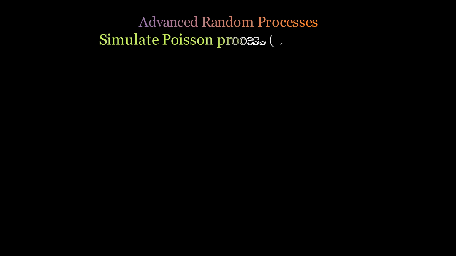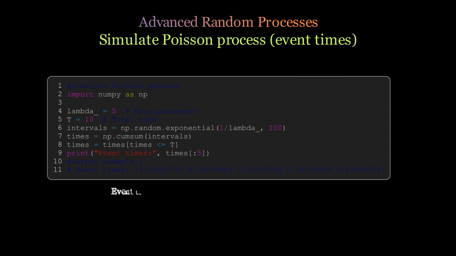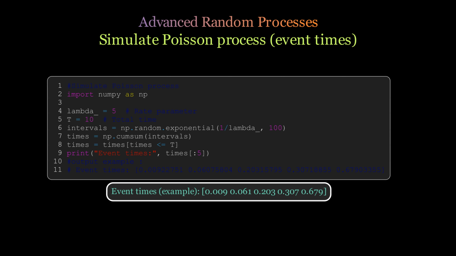The Poisson process models random events occurring continuously and independently. We generate it using exponential inter-arrival times. The rate parameter lambda controls the average number of events per unit time. This process models everything from radioactive decay to customer arrivals.